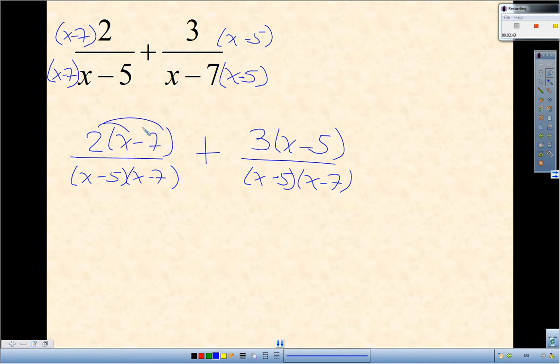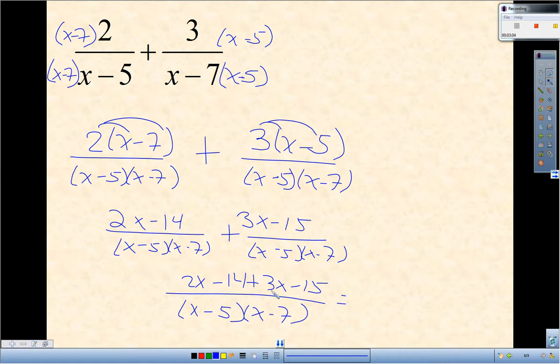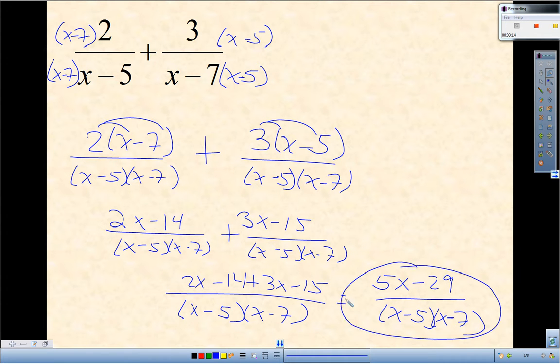I'm going to go ahead and distribute, and so I'll get 2x minus 14 over x minus 5, x minus 7, plus I'm going to distribute here and get 3x minus 15 over x minus 5, x minus 7. Now that they have the same denominator, I can combine them into one fraction. So I'll have 2x minus 14 plus 3x minus 15. Combine like terms, 2x plus 3x is 5x. Negative 14, negative 15 is negative 29. So that gives me my answer of 5x minus 29 over x minus 5 times x minus 7.